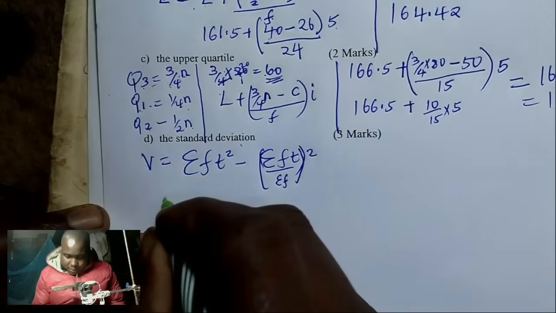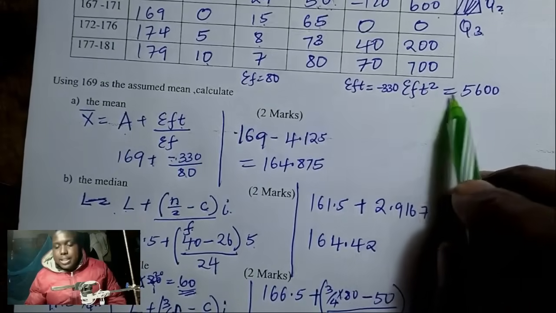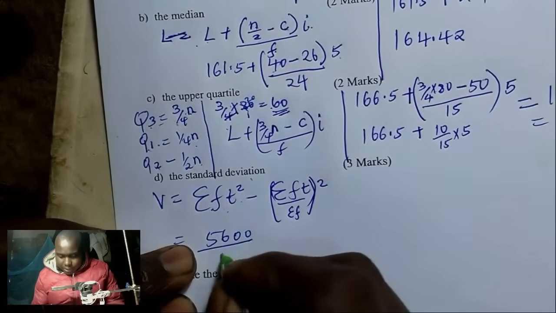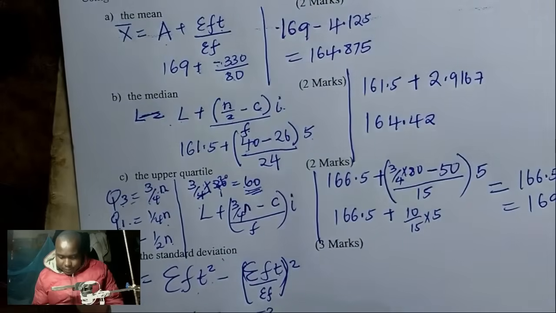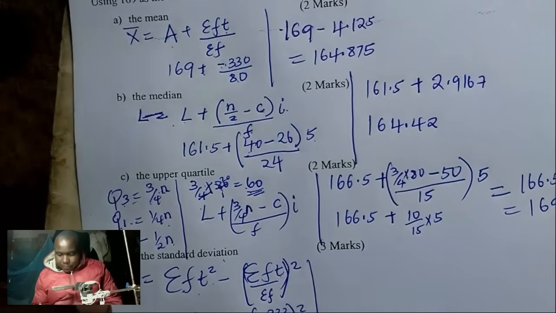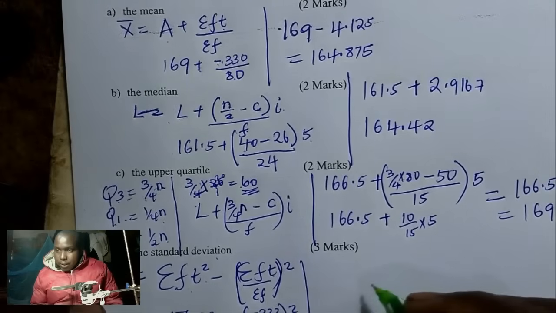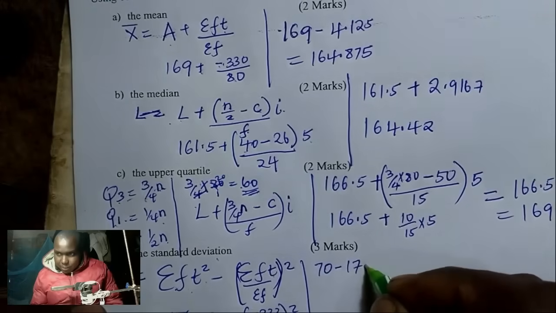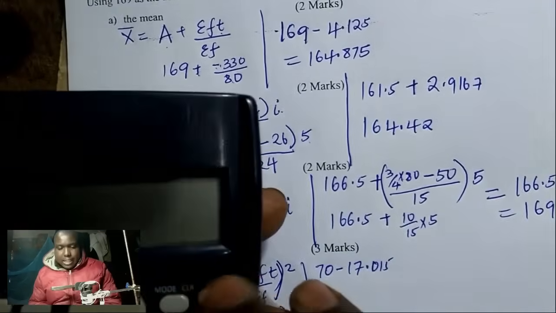So here, let us substitute. We had the summation t square is here. That is 5600 divided by 80 minus summation ft. We have negative 330 divided by 80, then squared. So if you do this, it's going to be 70 minus 17.1015.